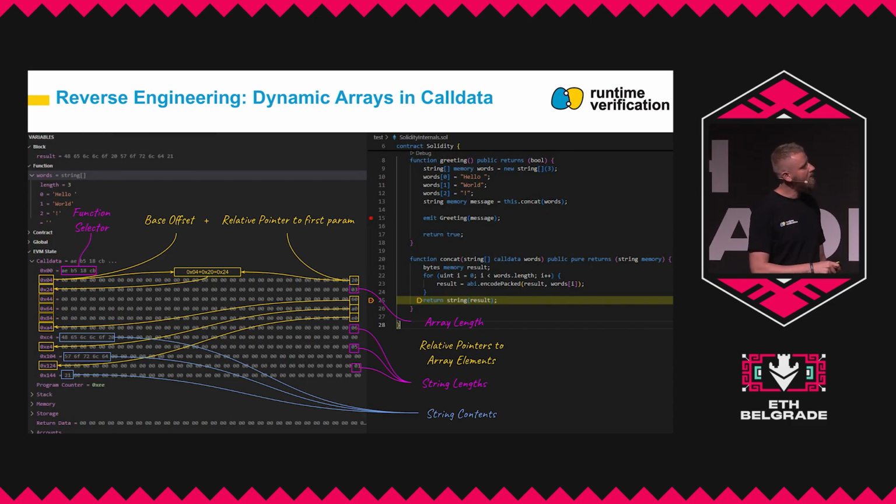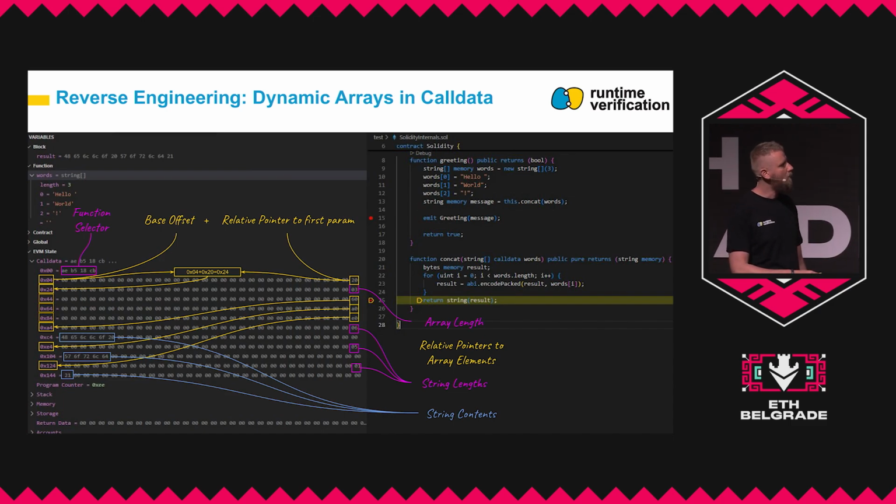To do that, I just changed the code slightly. We now have an external function here that's calling concat. It's taking a dynamic array of strings in call data, concatenating them and returning the result. We stopped here in line 25, so we know that we have all the parameters that we used in this call in our call data. So I opened the call data view here. The first 4 bytes are always the function selector in the call data in case of Solidity. This is just the internal function name that the Solidity compiler gives to the concat function.